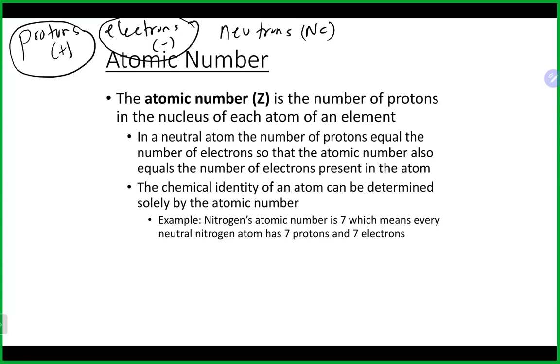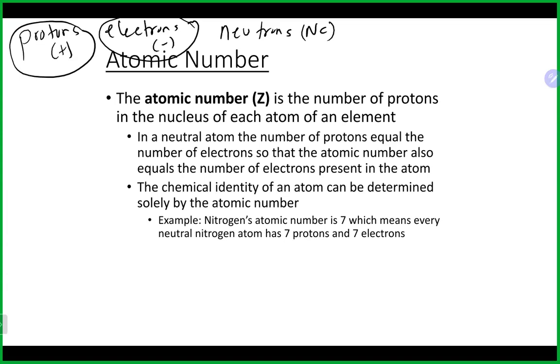So if you're dealing with a neutral atom, the number of protons and the number of electrons should be the same, because all the positive charges in the atom will be balanced out by all the negative charges from the electrons. If you have 3 protons, that's a +3 charge, and you have 3 electrons, that's a -3 charge. +3 and -3 equals 0. They cancel each other out: neutral, no charge when it's all said and done.